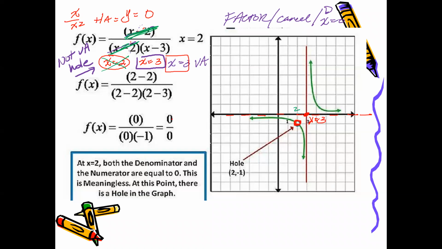So when x equals 2, it is a hole. It's pretty much empty. So in this case, at x equals 2, both the denominator and the numerator are equal to 0. This, in this situation, is meaningless. At this point, there's a hole in the ground. So you just have to be very careful to avoid that.